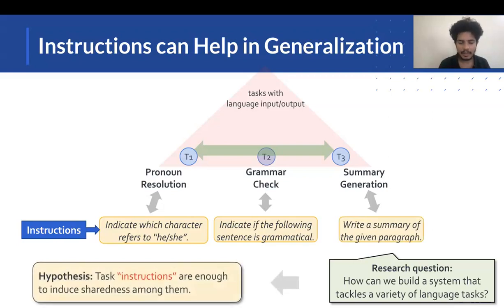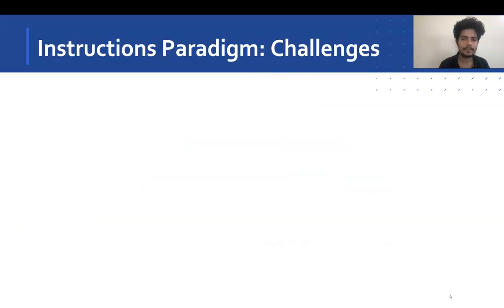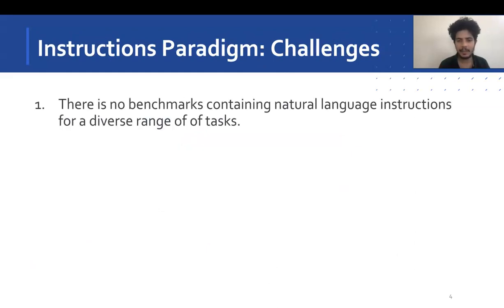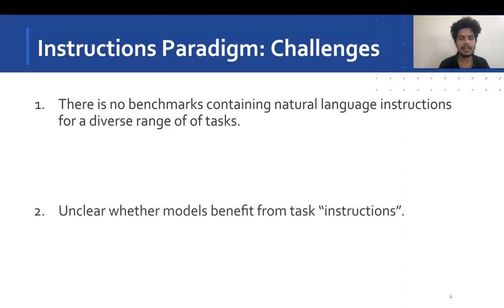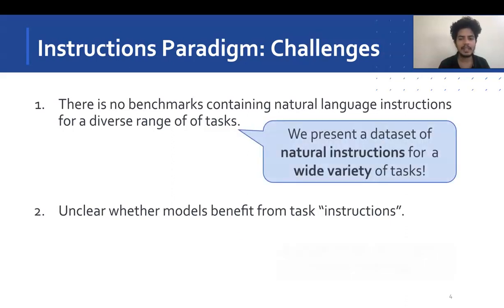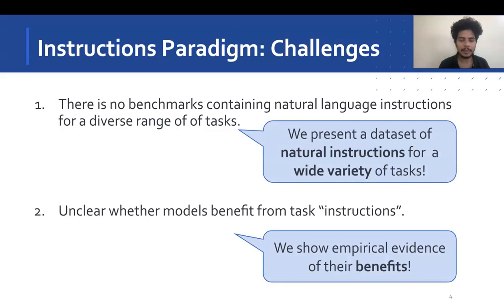This leads to the hypothesis: task instructions are enough to induce sharedness among various tasks. To study this hypothesis, there are majorly two challenges. First of all, lack of a benchmark to learn from instructions. And second, it is not clear if models actually benefit from task instructions. And this is precisely what we contribute in this paper, which I am going to show for the remainder of my talk.